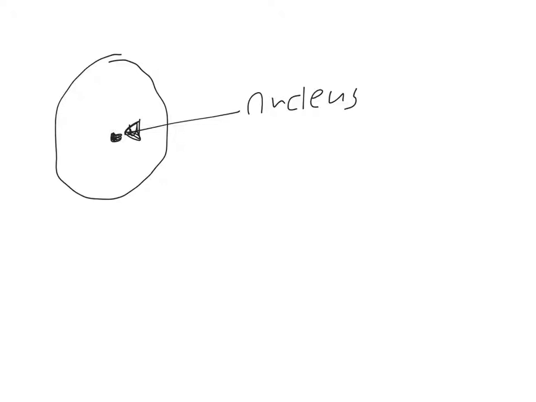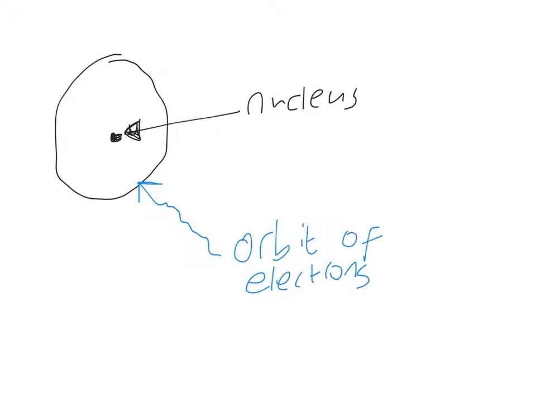The other crude bit of anatomy you need to know, that's a wiggly line there, is that around the nucleus, much further away, is an orbit of electrons. So, central nucleus here. Central nucleus is positively charged. Compare that to the electrons, which are orbiting around the outside. They are negatively charged.